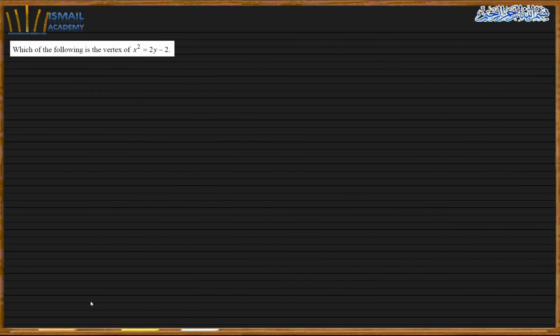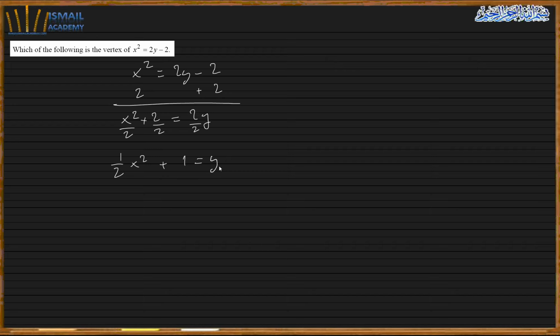Alright, so here, which of the following is the vertex of x squared equal to y minus 2? I think this is a multiple choice question, but I don't have those choices, so I'm going to look for the vertex. So what I do here, x squared equal to y minus 2. I'm going to add 2 to both sides, then divide by 2. So I got x squared plus 2 equal to y, divide by 2. So I got half x squared plus 1 equal y. It's the same thing as half x squared plus 0x plus 1 equal y.